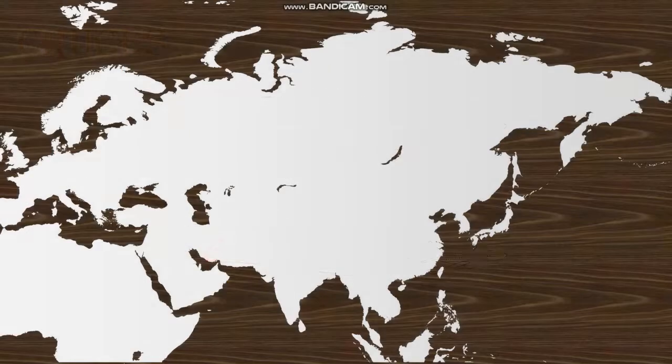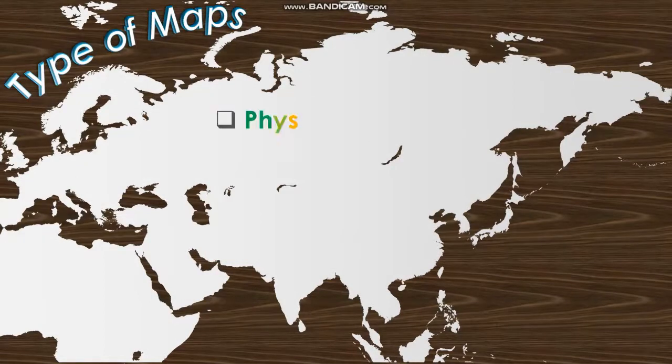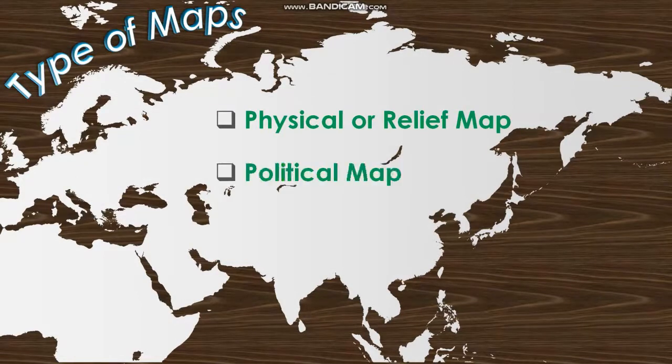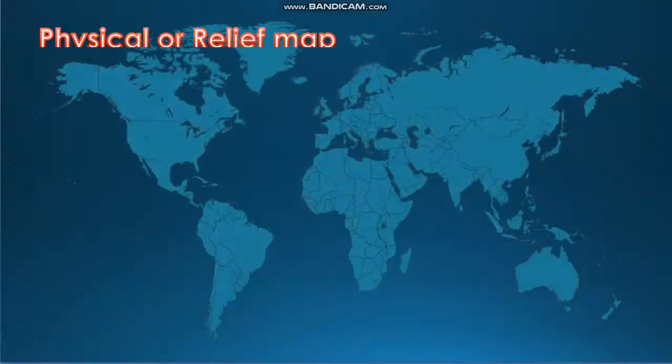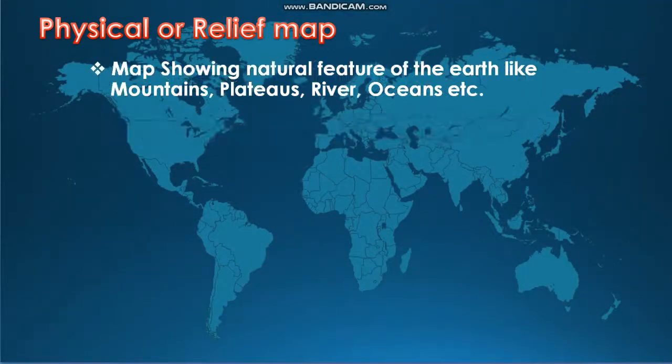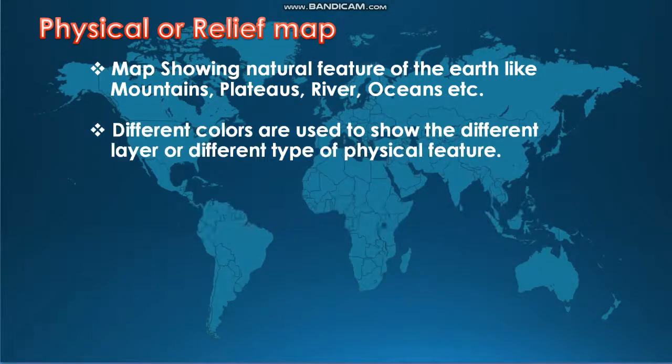So let's further move with types of maps. There are different types of maps like physical or relief maps, political maps and thematic maps. Let's discuss physical or relief maps. Maps showing natural features of the earth like mountains, plateaus, plains, rivers, oceans, etc. are called physical or relief maps. In physical maps, different colors are used to show the different layers or different types of physical features.